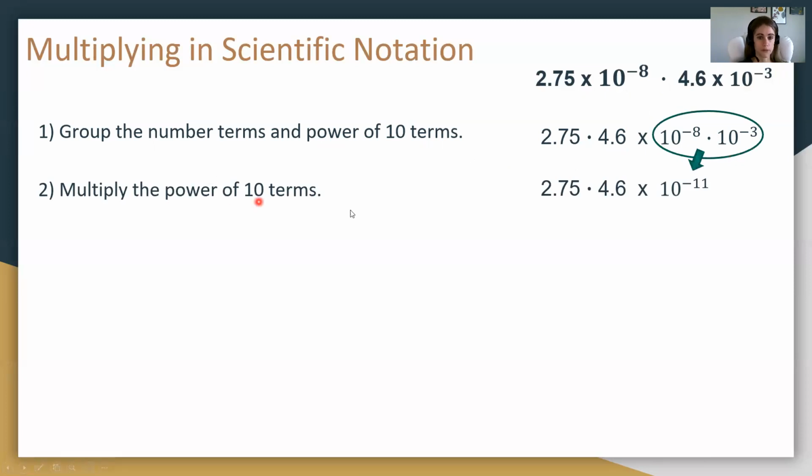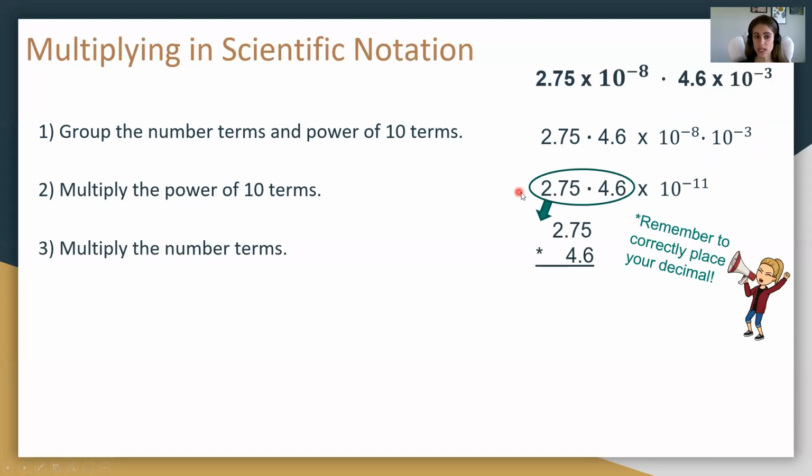All right, we're going to start off by multiplying our power of 10 terms. I like to start with doing this first because it's the quickest. So right here, do we have two different powers with the same base being multiplied? Yeah. That's why we had to learn about the rules of exponents first, because the rules of exponents say that if you are multiplying like powers, you add the exponents. So negative 8 plus negative 3 is negative 11. This stayed the same, but now I have simplified my power of 10 terms.